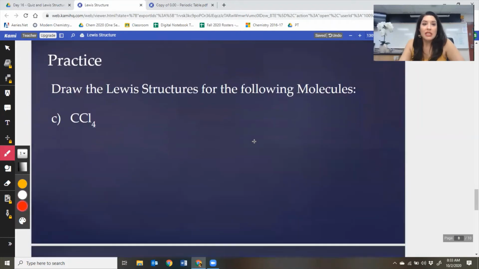Try another one and see if you can arrange 4 chlorines around a central carbon atom. We'd put carbon in the middle because it's the least electronegative species. Pause the video and see if you can come up with what I do.